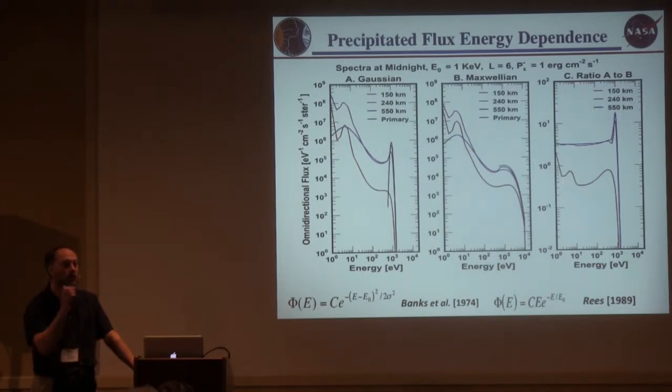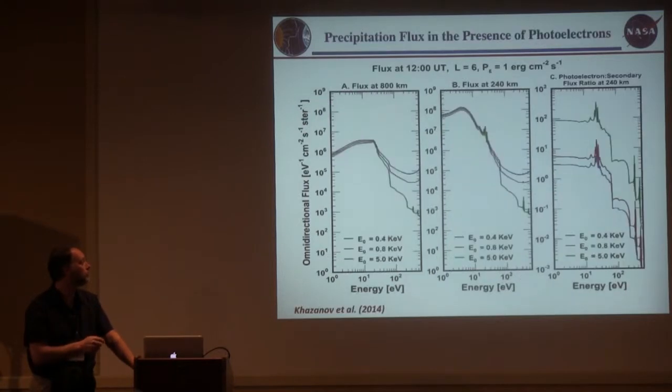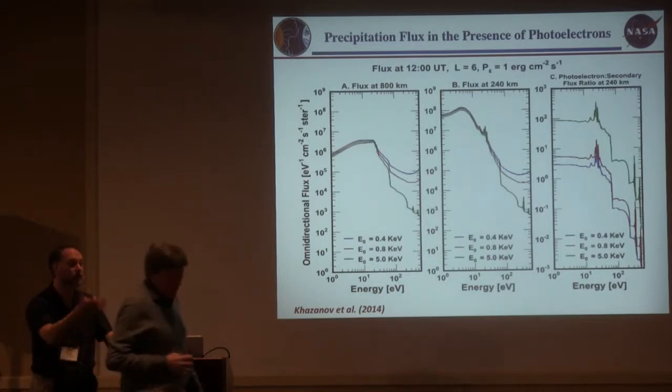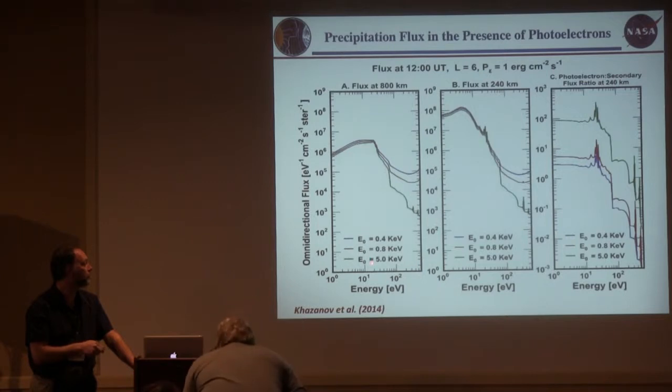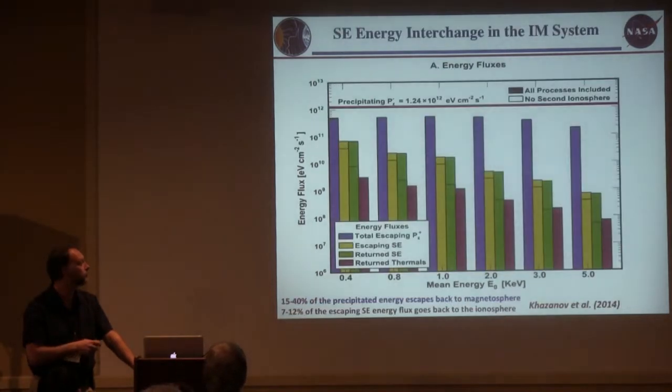So you can see quite a big difference. Depending on altitude, depending on how you put in the particles at the top, you get a very different distribution at low altitudes in terms of the secondaries and where the heating might actually be taking place. I think that's the point of that slide. And this is just additional calculations of how much of those secondaries produced are coming back out of the system based on different types of energy inputs from the top. Okay.